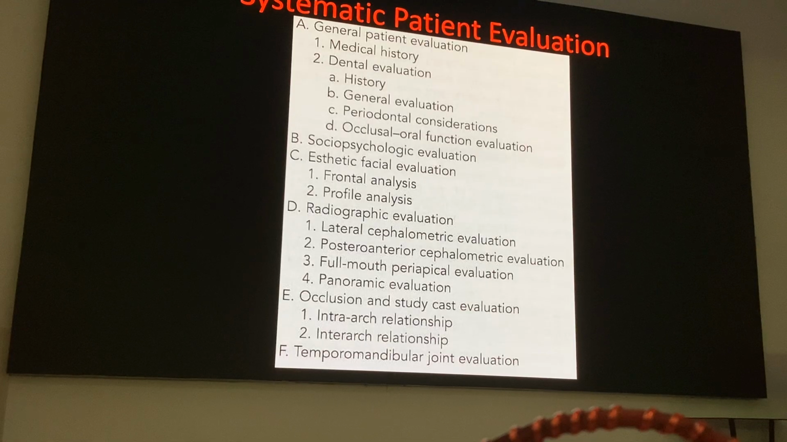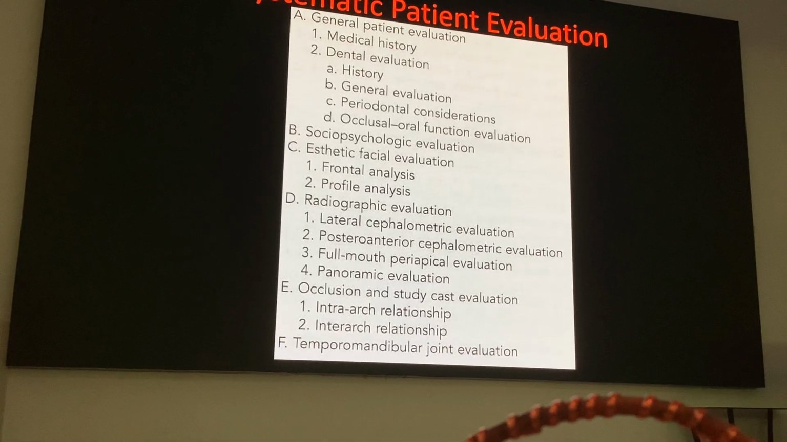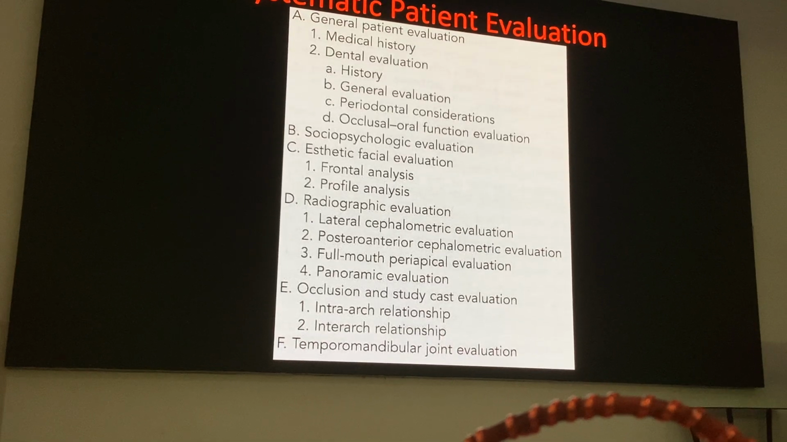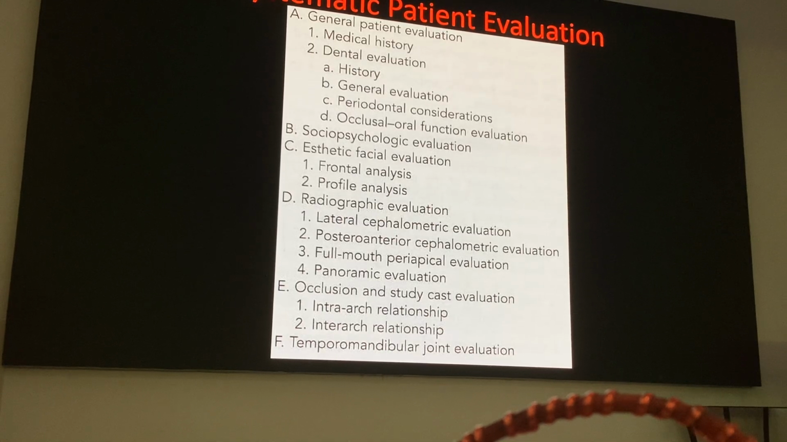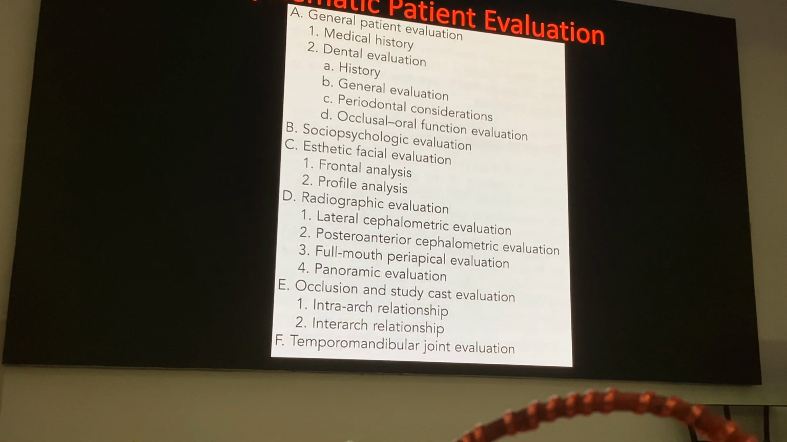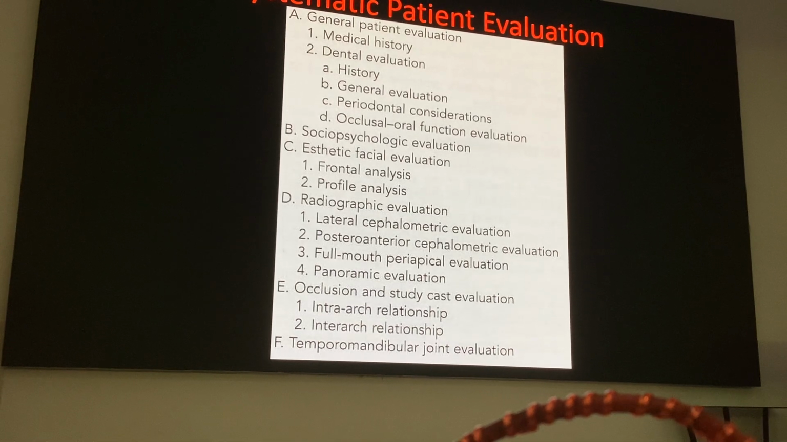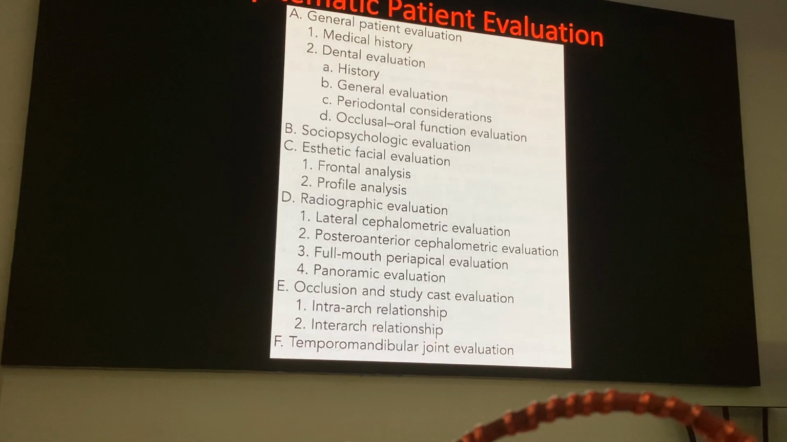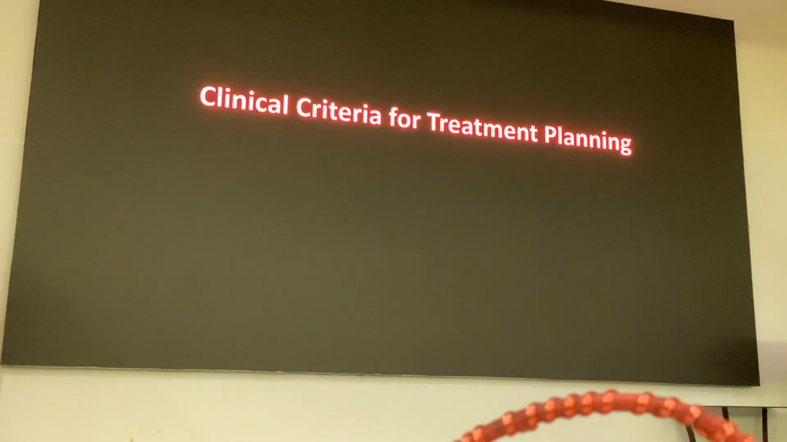Then occlusion and importance of study models, you will take at least 3 sets. And you should have, from the beginning when the patient came, study models from that time, because after orthodontic treatment there will be some changes. So you always store all these things and keep them. So with occlusion and study cast evaluation, you understand a lot of things about teeth rotations and interarch relationship, all these things you get to know from the cast. TMJ evaluation is important, right? Because the procedure that you do can affect the TMJ.